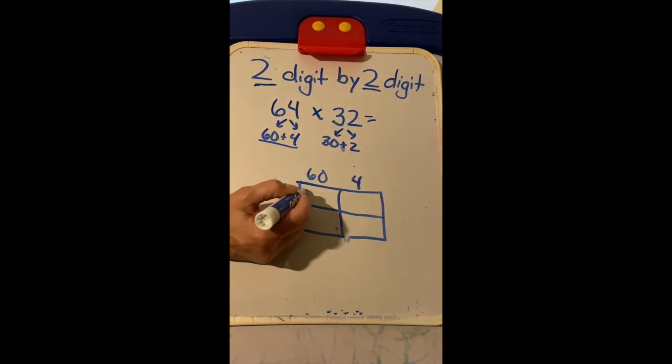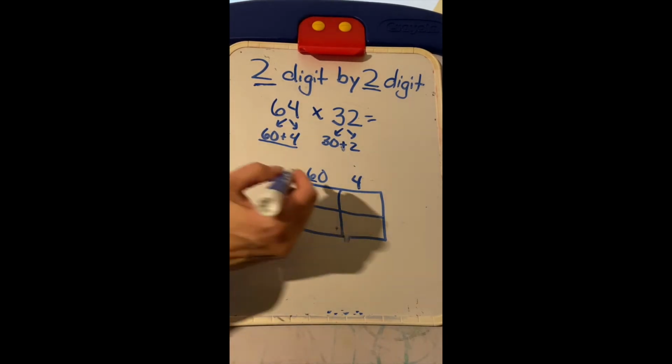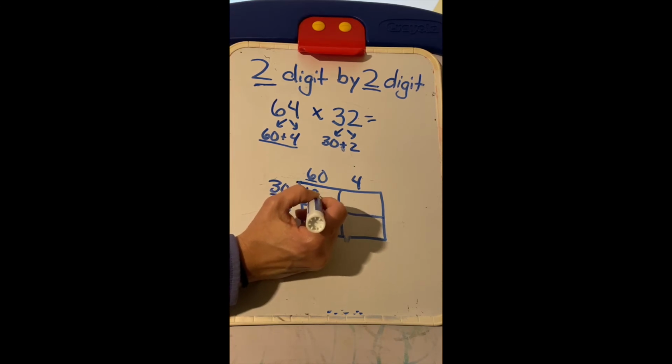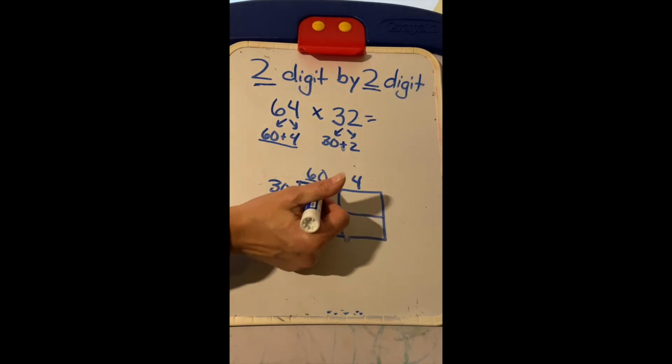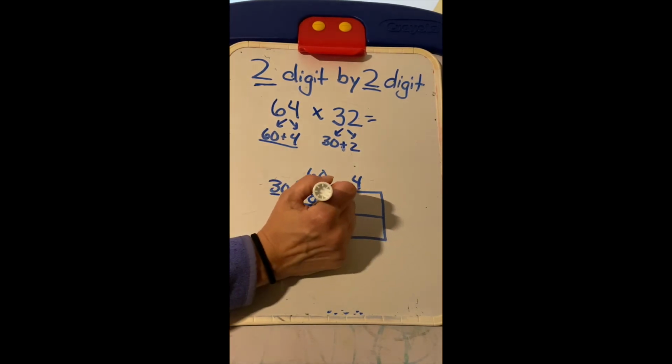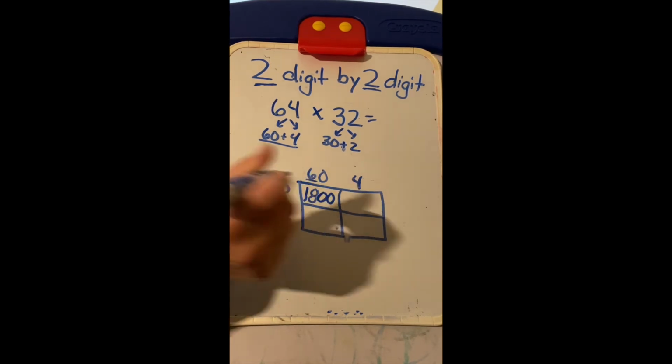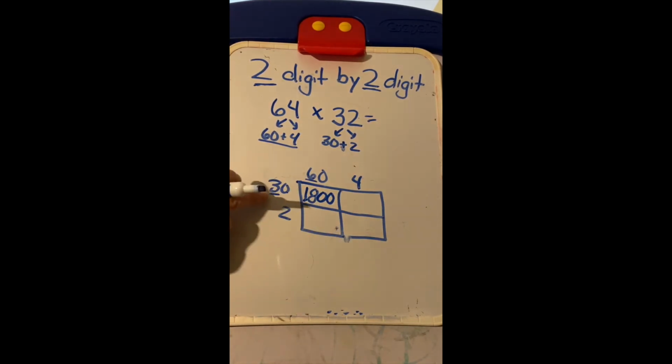This square, I'm taking 30 times 60. Well, I don't know. I'm going to take this 0 out first and this 0 out first. I'm going to start with 3 times 6. 3 times 6 is 18. But I am not finished because I just did 3 times 6. I need to put my 2 zeros that I didn't use, this 0 and this 0, back. So really, 30 times 60 is 1,800, okay?